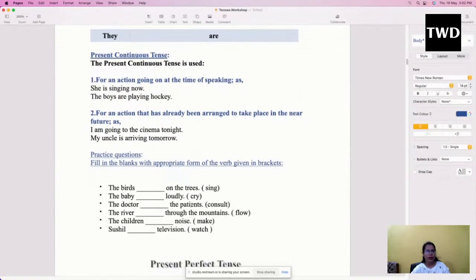So we have again some practice questions. The birds sing on the trees. You have to convert this under present continuous tense. So for example, I will give you the answer for the first one. The birds are singing. This is the main verb we have got, sing. So sing will become singing if we add ing to it. The birds are singing. So you have to think which kind of helping verb you are going to use with all these sentences, and then with all these main verbs you are going to add ing, and then your sentences will come under present continuous tense.